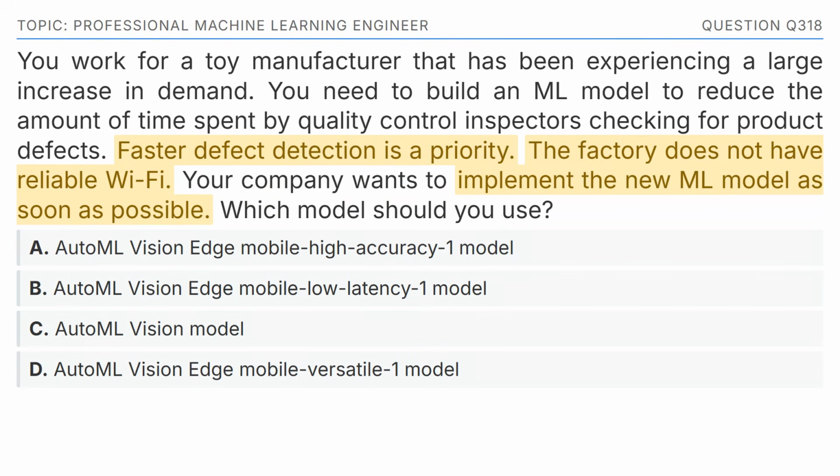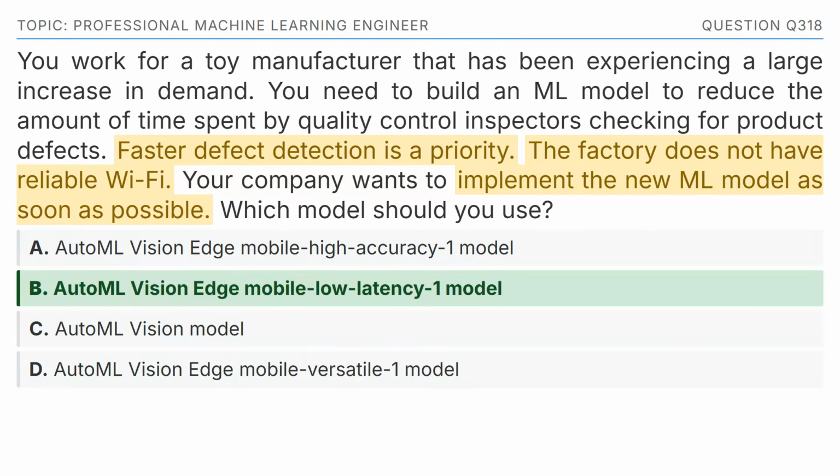To arrive at the correct answer, we focus on the keywords. Faster defect detection is a priority. The factory does not have reliable Wi-Fi. Implement the new ML model as soon as possible. The correct answer is option B, AutoML Vision Edge Mobile Low Latency 1 model.